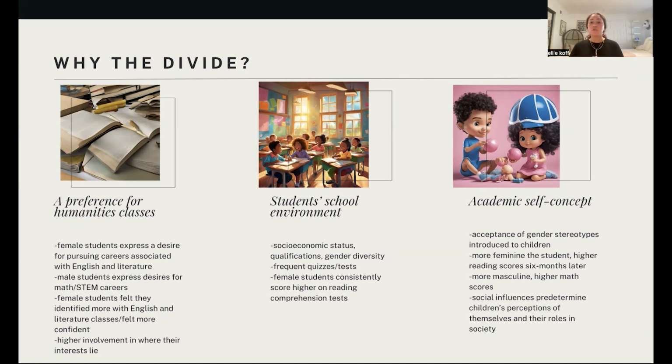So it's found that these social influences and these stereotypes that are shown and put onto children earlier on in their lives are altering their perceptions of themselves and their roles in society, and then even further impacting their success in certain subjects in school.